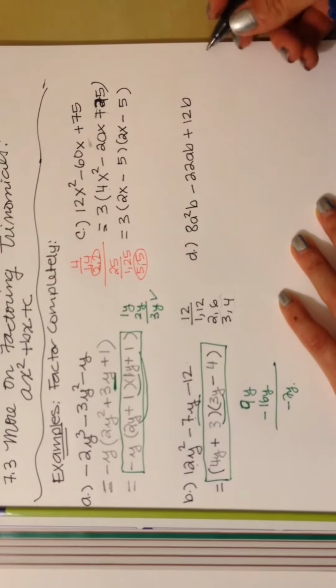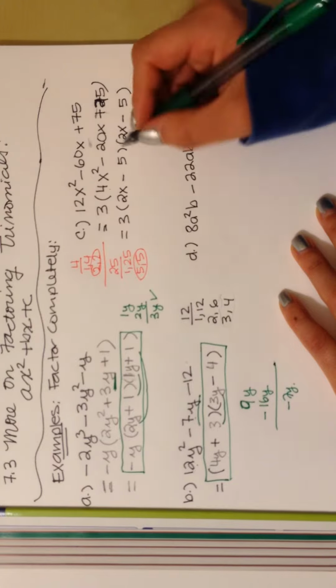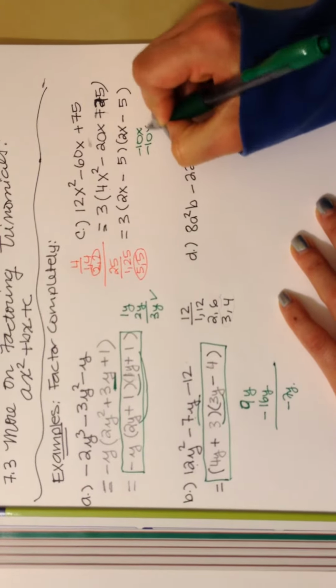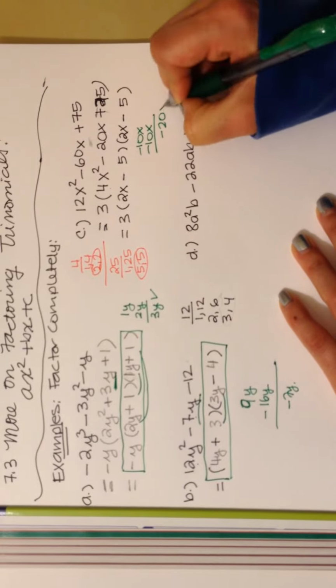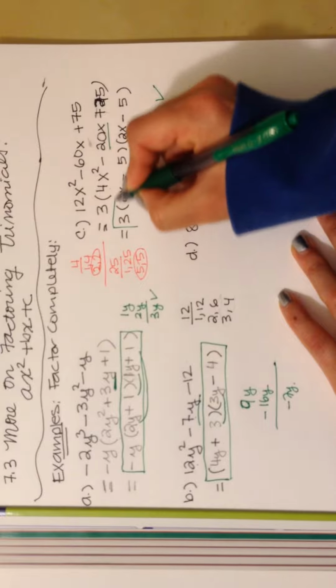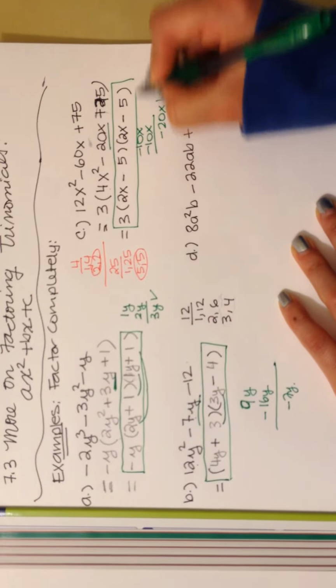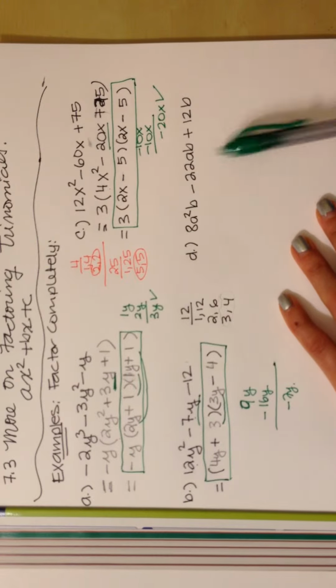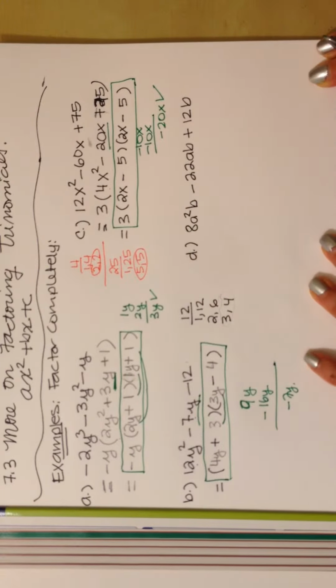Hopefully this is correct because I did not use a pencil. Let's check our work. So let's see, multiply negative 10x gives me negative 20x, which is great because that's the middle term, and that means my answer is correct. Okay, so that's done. Finally, our last example.